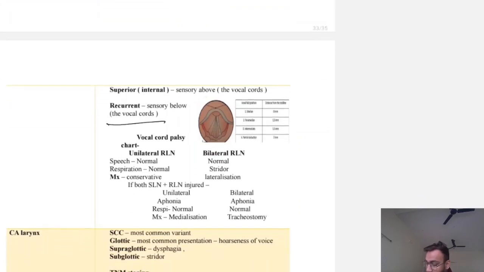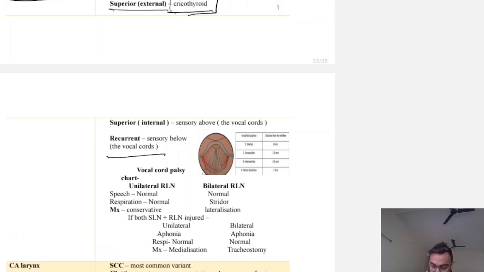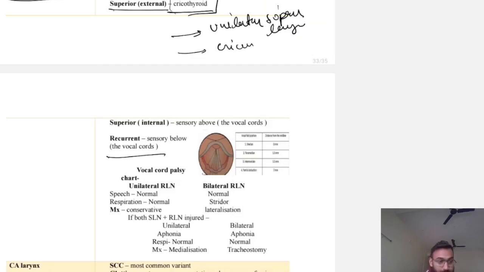Okay, now let's talk about if there is a unilateral superior laryngeal nerve palsy. So what will happen? The superior laryngeal nerve supplies the cricothyroid, so cricothyroid will not be supplied, and what is the action of cricothyroid? It tenses the vocal cord. So basically cricothyroid action is to increase the pitch of voice.